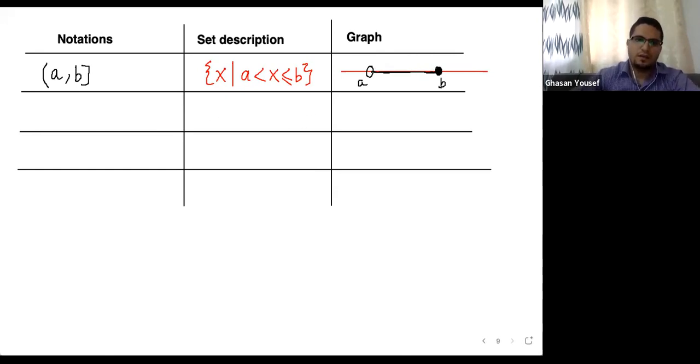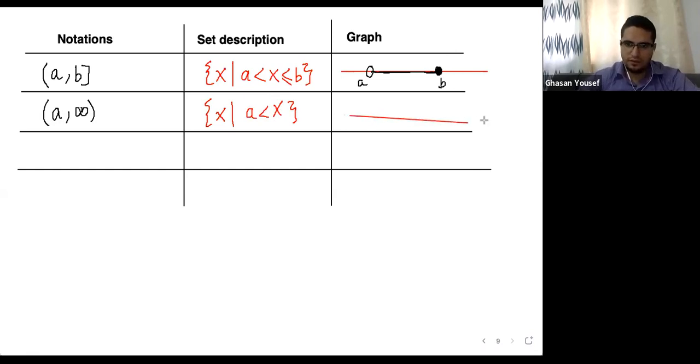The other notation I have: if I have open at A to infinity, this means all elements starting from A to infinity, and A is not included in the interval. I can write the set description as X such that X is greater than A. I mean, all elements starting from A going to infinity, and A is not included. We don't have to put the equal.